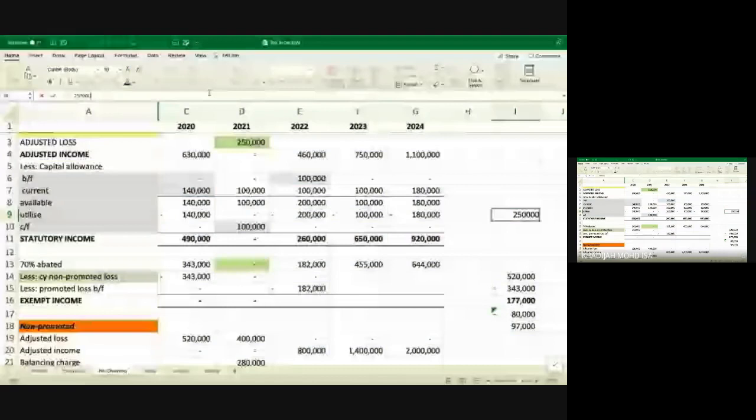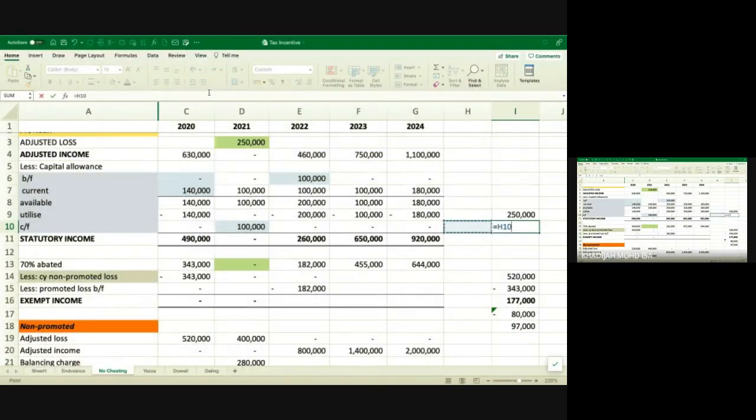250,000, right? Then you utilize how much? 182 only. So you have a balance of 68,000. So that 68,000 will be carried forward to the following year. So in 2023, you have a brought forward of 68,000.